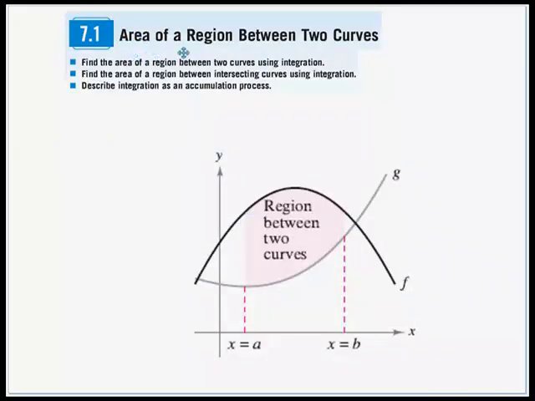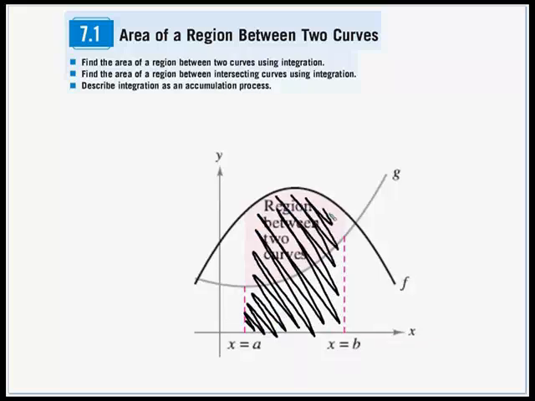So here in 7.1, we're going to check out the area of a region bounded by two curves. We're going to find that region using integration. We will find the area of a region between two intersecting curves by integration, and describe integration as an accumulation process. Let's think about this here. We have two curves, a downward opening parabola f, and then we have an upward opening parabola g. What is the region between the two curves? What is its area?